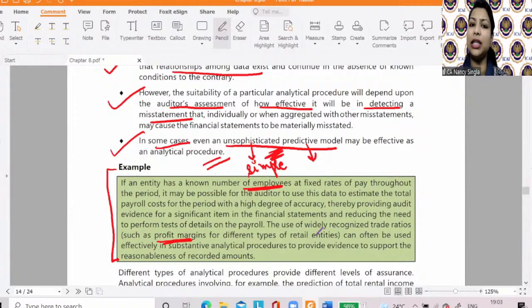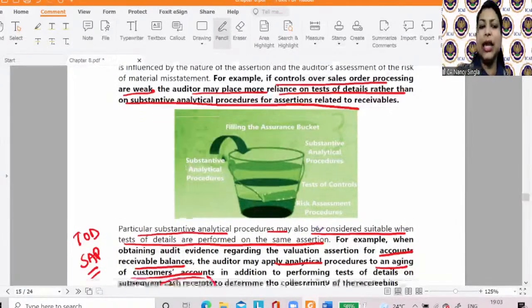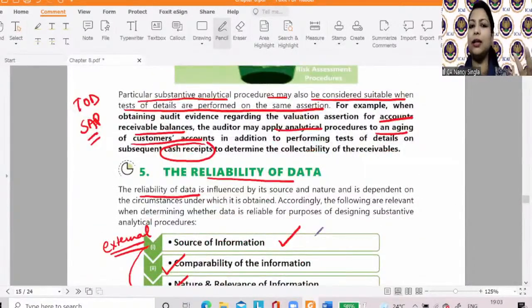However, on the other hand, it might happen that the auditor is calculating the GP ratio. If this GP ratio is consistent with last year's data, it shows that the P&L is reasonable. But the auditor may feel that there is a need to perform tests of details with respect to the individual items of the P&L account. And we have seen that if the internal controls are weak over sales order processing, as an example, then the auditor will not only rely on performing the substantive analytical procedure, he will also perform tests of details. And this is the example which shows that with respect to debtors, if the auditor has to check the aging, he may apply what?